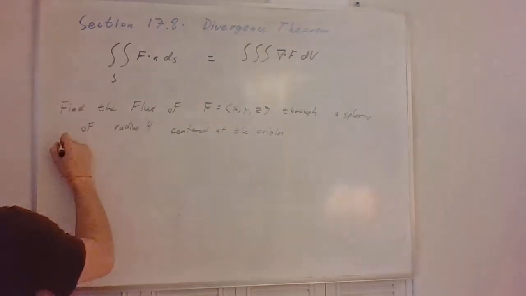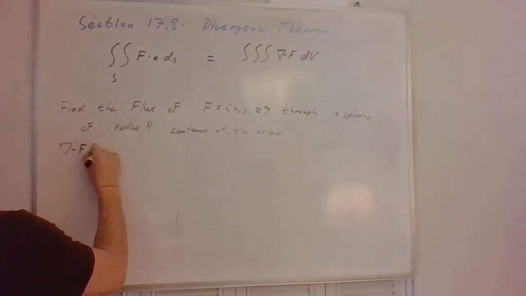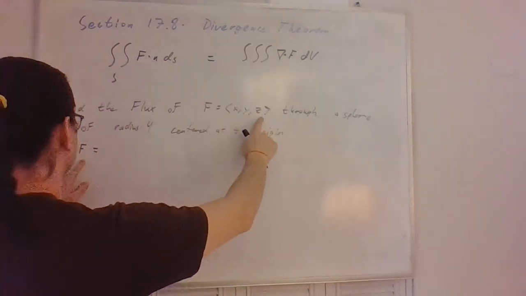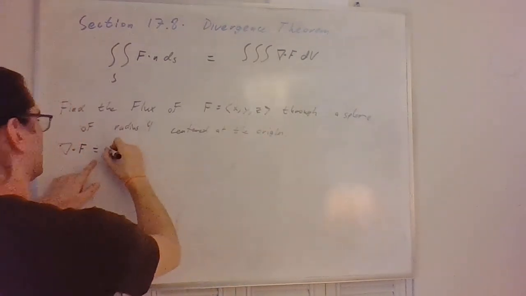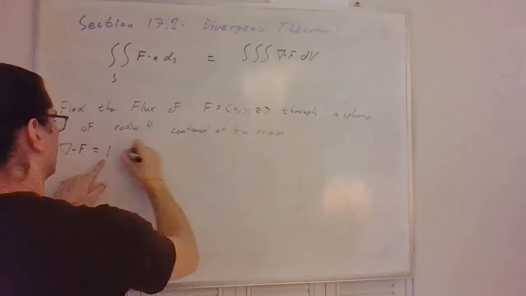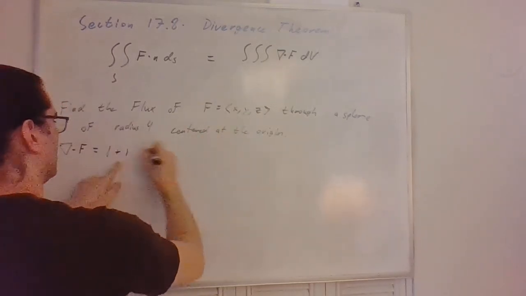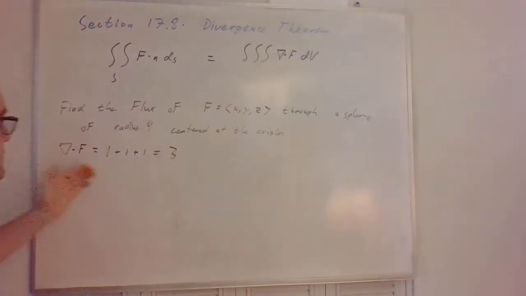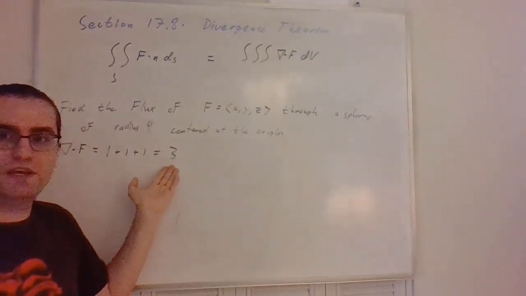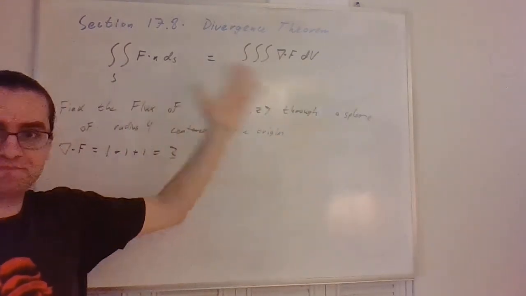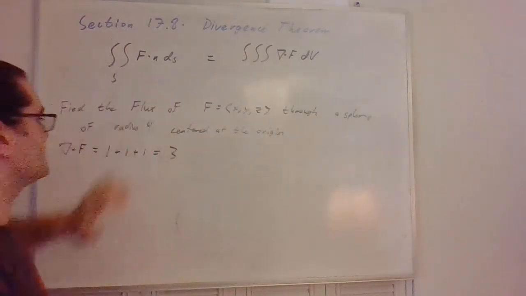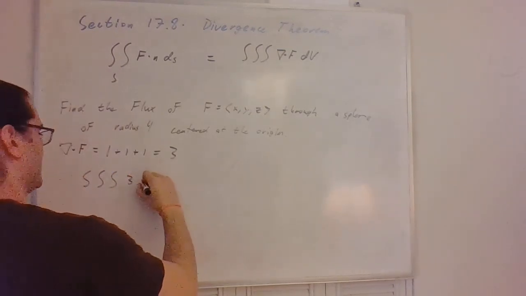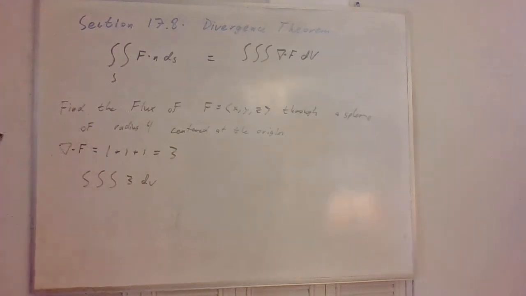We need to know the divergence of f. The divergence of f is the dot product of the partial derivatives with f. So the partial derivative with respect to x is 1, with respect to y is 1, and with respect to z is 1. So the divergence of f is a constant 3 everywhere, which means that this flux integral is actually just going to be the triple integral of 3 dv.